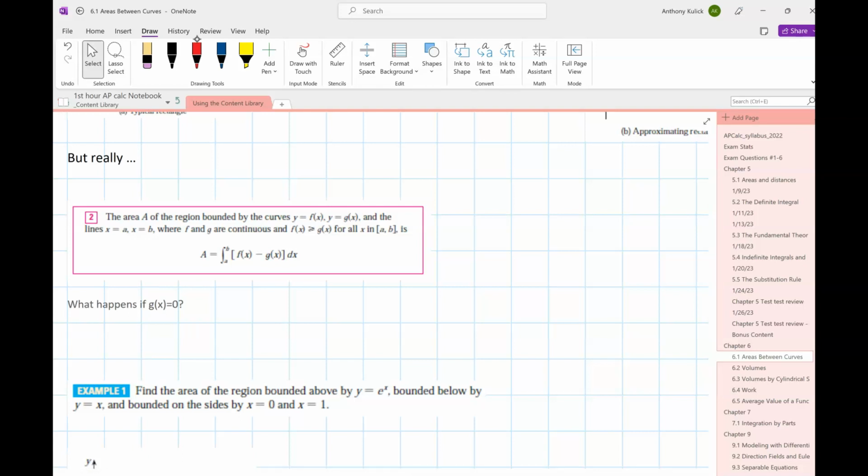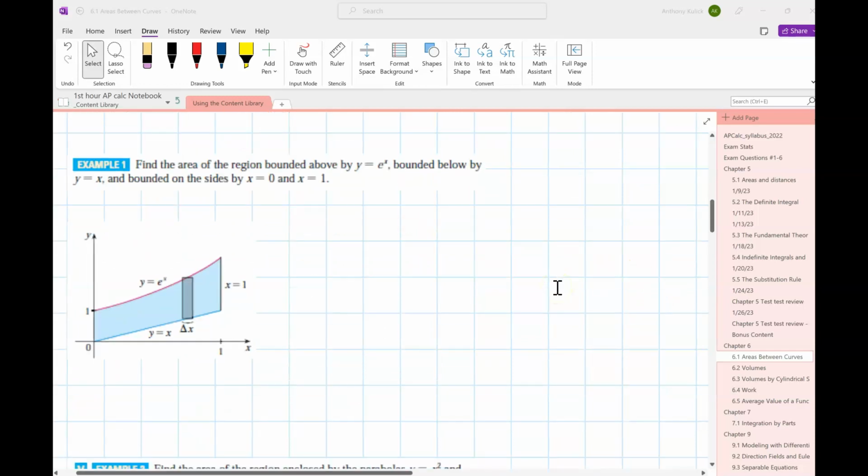What happens if g of x is just the zero function? Yeah, it's just the integral of f of x, right? It's just the same thing as our general area under the curve interpretation of an integral, which is lovely, right? When we make a generalization, we'd like it to fit the previous definition.